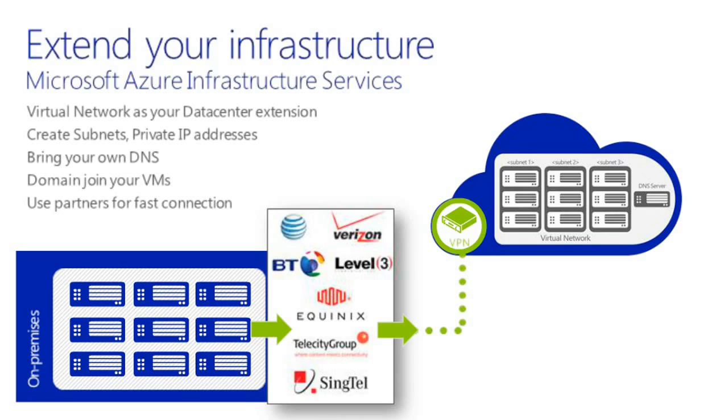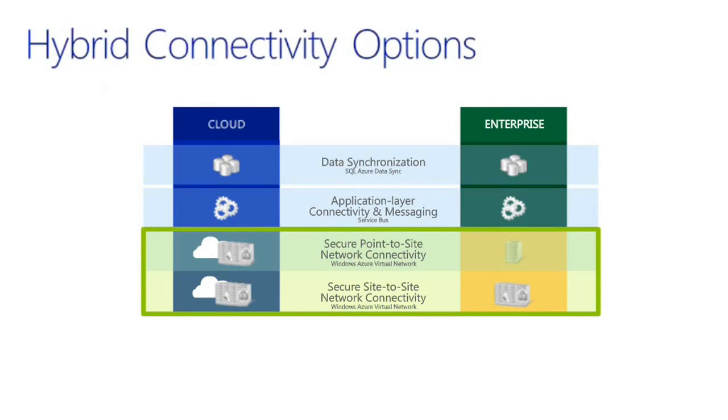But that's not the only way to get that type of connectivity. And so if you look at the full range of hybrid connectivity options, we obviously have data synchronization, which I've talked about, and application layering. This secure site-to-site and ExpressRoute allows you to bring an entire site on premises to connect to the entire site in the cloud. But one very unique offering that Azure has is to be able to do a point-to-site connection.